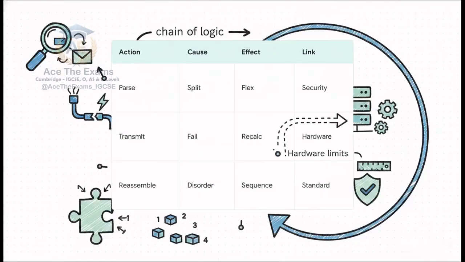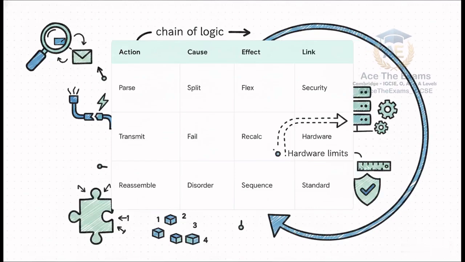Let's look at how this actually plays out in a practical framework. This table forces you to think in chains of logic rather than just isolated facts. Look closely at the transmission row. If the cause is a node failure on the network, the direct effect is path recalculation for the remaining packets. And your cross-topic link? You could tie this back to hardware limits or router configurations.